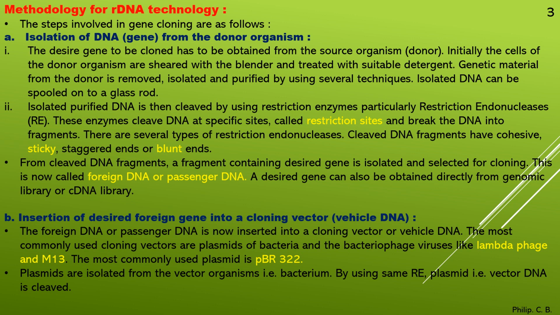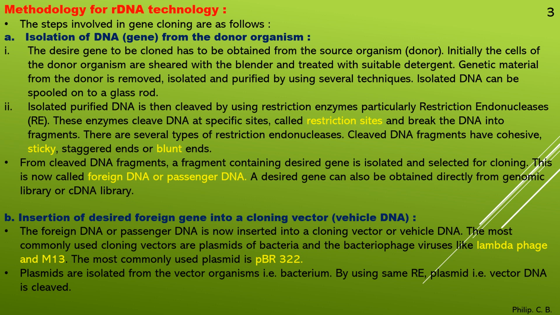Secondly, the isolated pure DNA is then cleaved, means it is cut, by using a restriction enzyme, as I mentioned, the biological scissor, particularly restriction endonuclease, that is RE. These enzymes cleave DNA at specific sites, means wherever you want to make a cut, called the restriction site, and break the DNA into fragments. There are several types of restriction endonucleases. Cleaved DNA fragments have cohesive, sticky, staggered ends or blunt ends, means the region where we cut or cleave the DNA has a sticky end.